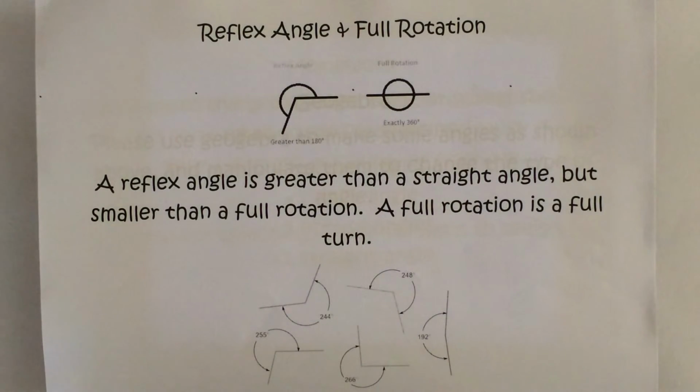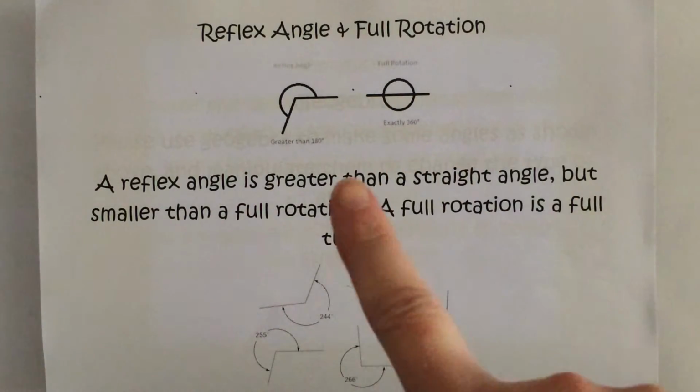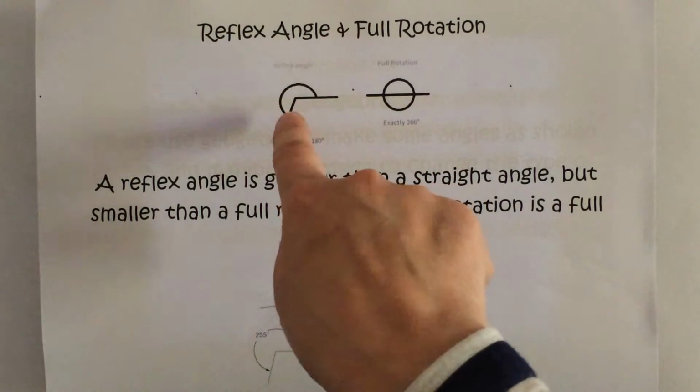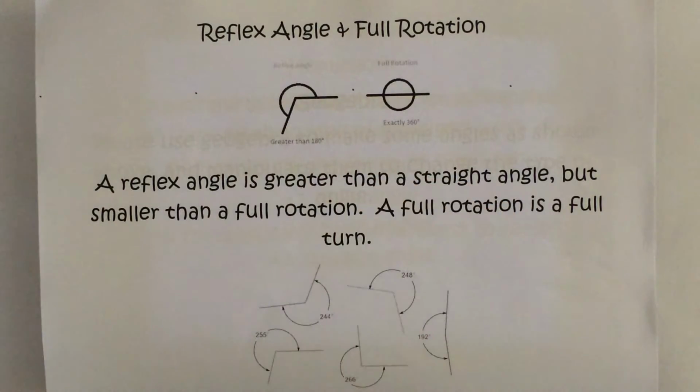Then we're going to look at reflex angles. So reflex angles are greater than a straight angle but smaller than a full rotation. And a full rotation is a full turn. These here are examples of reflex angles, and you'll see that the measurement is taken on the outside of the angle rather than the inside of the angle.